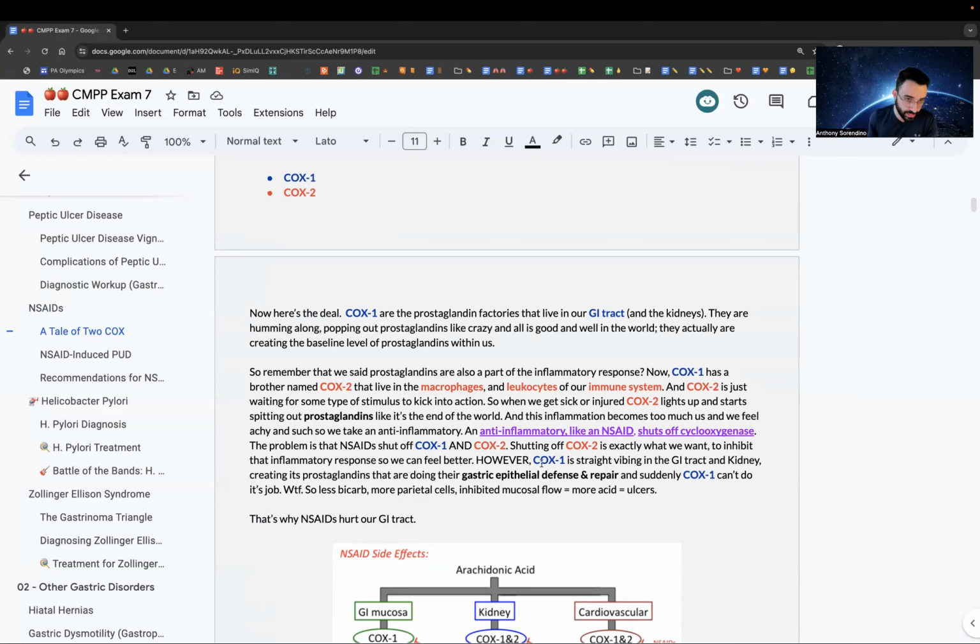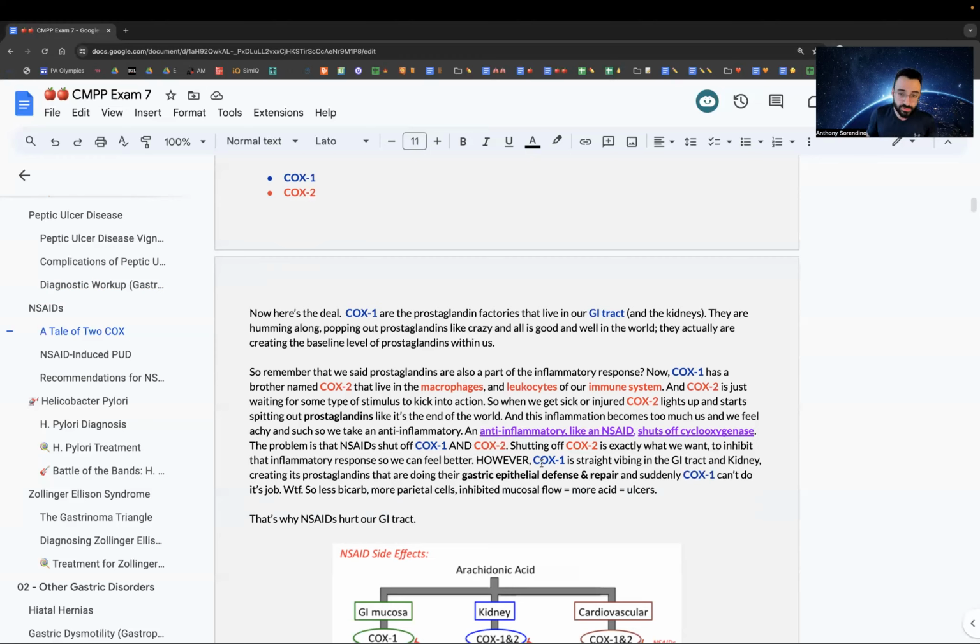The problem is that it's shutting off COX-1 and COX-2. Now, we want it to shut off COX-2. We're sick and we're feeling achy and we're all inflamed and our immune system is going crazy. So we take an NSAID, it knocks off COX-2, COX-2 stops secreting prostaglandins, and we feel better. That achy, sick response goes down.